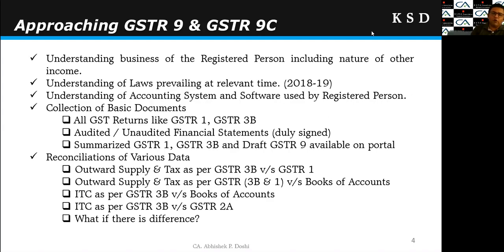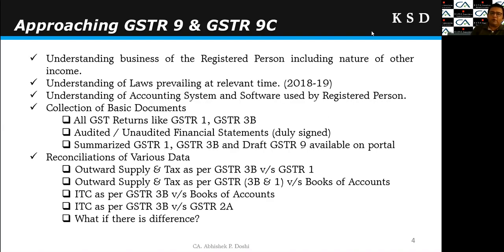Then we will have to have an idea of the laws prevailing at the relevant time of 2018-19, because the GST law has kept changing every time. The law has been changed, and there are constant amendments in the GST law. So what is important for this annual return is the law prevailing at the time of 2018-19. So we should have the idea of this.